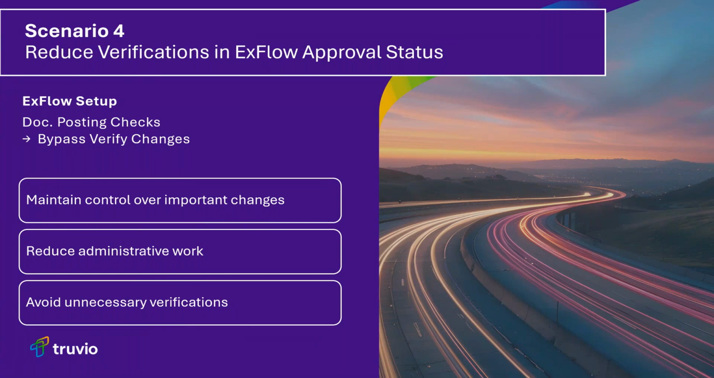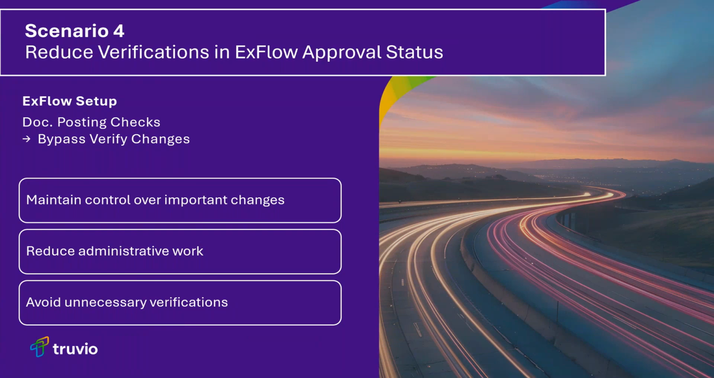So what does this actually mean? Well, this feature allows approved documents to move directly to the status ready for posting by skipping the verification. You don't need to click that verify changes step. And this depends on which values or changes were made to the document.